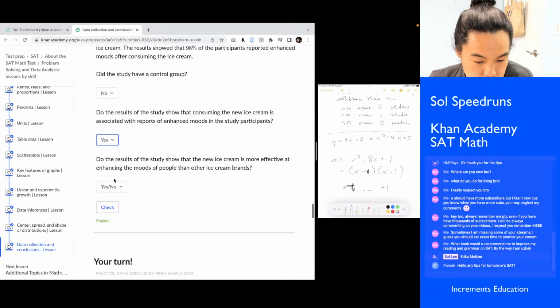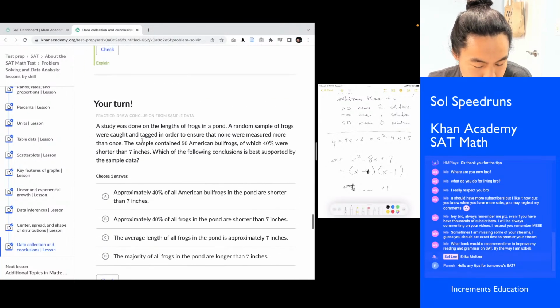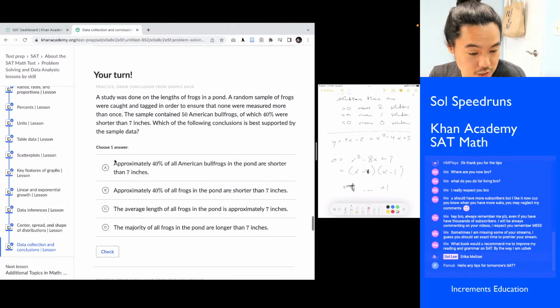Yeah, in the participants. No. It's kind of interesting. These are questions that I don't recall the SAT actually asking, but it's good. These are good questions to ask, but I just don't remember these kinds of questions.